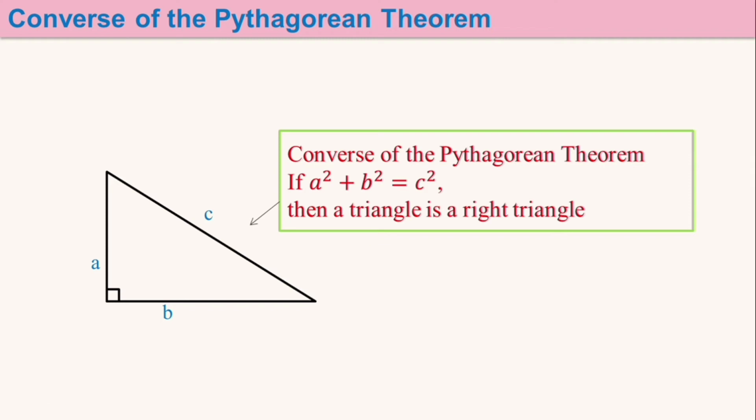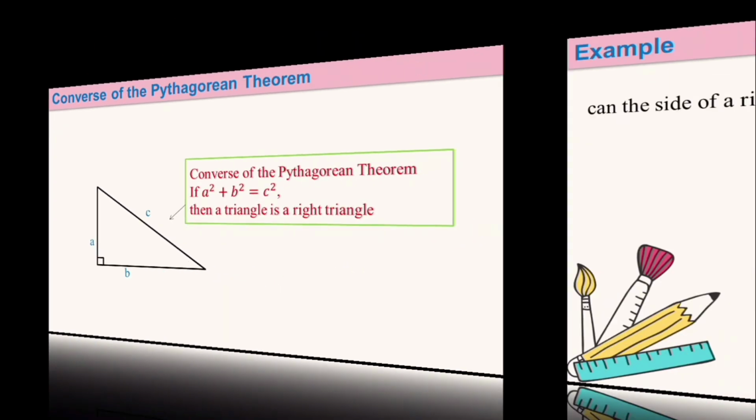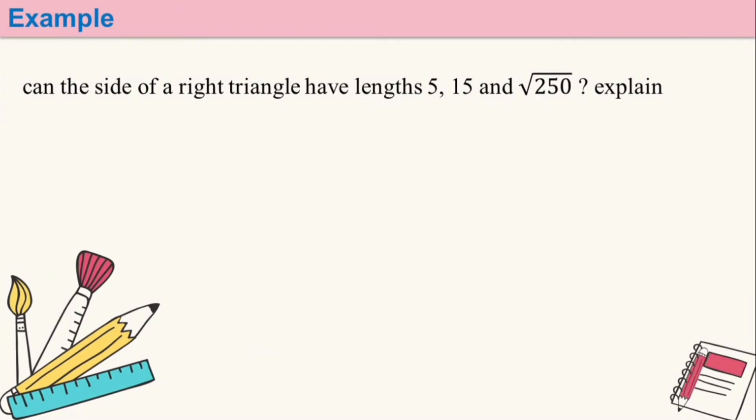So let's take a look at what it's talking about. Can the sides of a right triangle have lengths 5, 15 and the square root of 250? Well, the square root of 250 is about 15.8. So I know that this has to be side c because that's going to be the biggest number out of the three. So let's check it out. Let's plug this into the Pythagorean theorem. So we've got a squared plus b squared equals c squared, and see if it works.